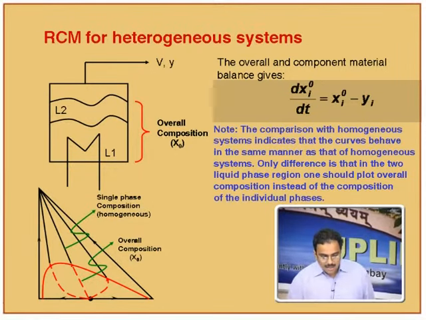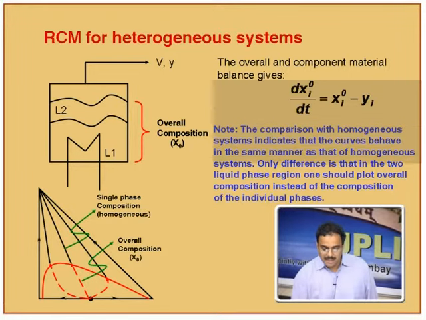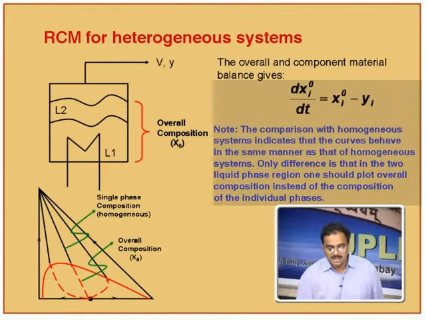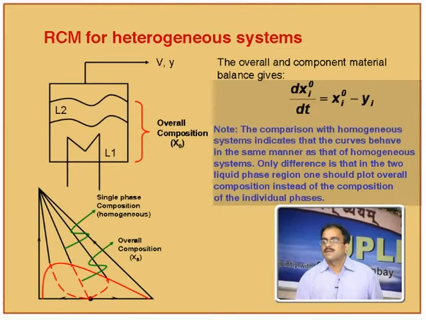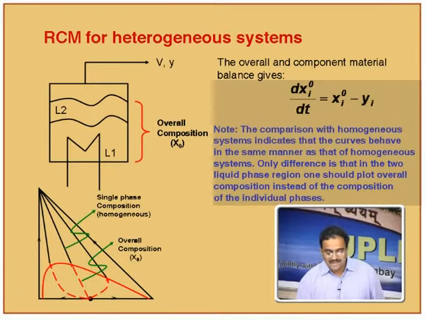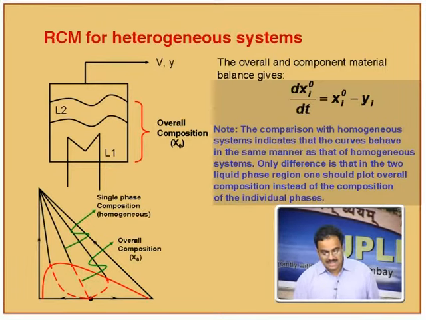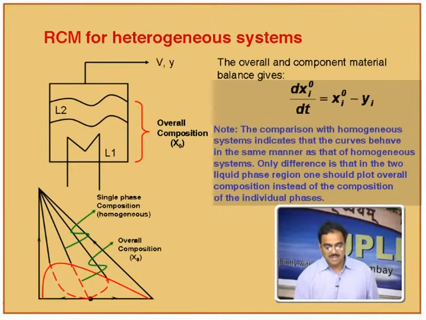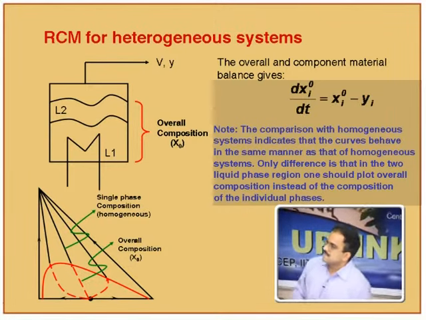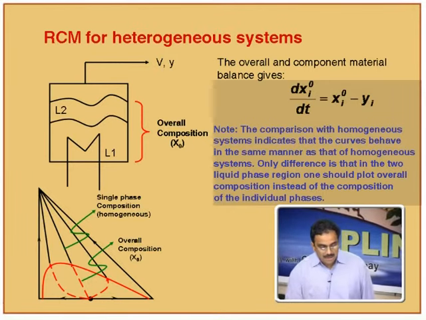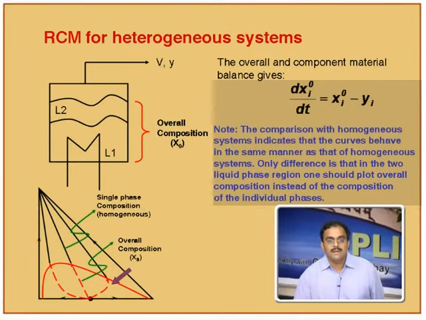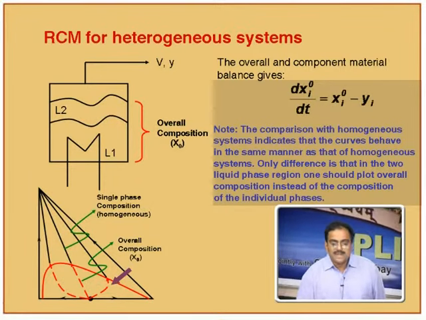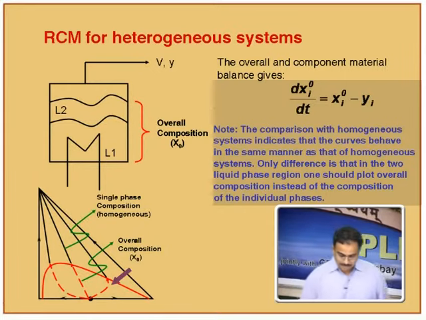So just read this note: the comparison with homogeneous systems indicates that the curves behave in the same manner as those of a homogeneous system, because the equation is the same. The only difference is that instead of x you have x_o. In the two liquid phase region one should plot overall composition instead of the composition of individual phases. So I am not looking at individual phases. Suppose I am here, the actual individual phase composition would be given by the tie line, but I am not plotting that as far as the residue curve is concerned.